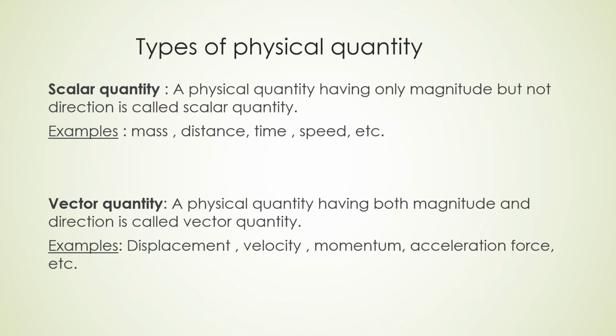In physical quantity there are two types. One is scalar quantity and the other one is vector quantity. Now we'll study about the scalar quantity.